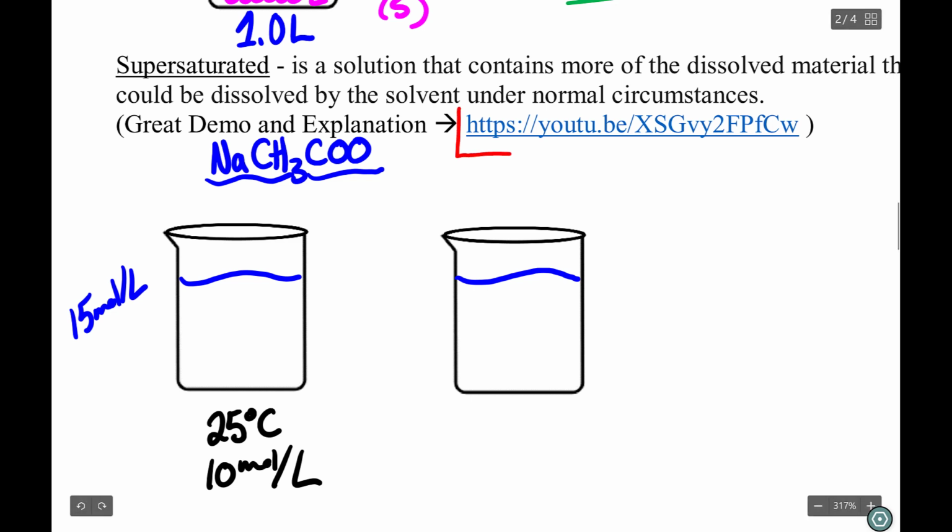If you go to this website, well, it's on YouTube, this is a really good demo of it. You'll be pretty amazed at what it looks like. Supersaturation isn't a big deal for us. I just thought I'd mention it because kids often ask about it, and I always do it as a demonstration. Please visit this site to see what supersaturation looks like and what happens when it gets agitated or a seed crystal is added to it.